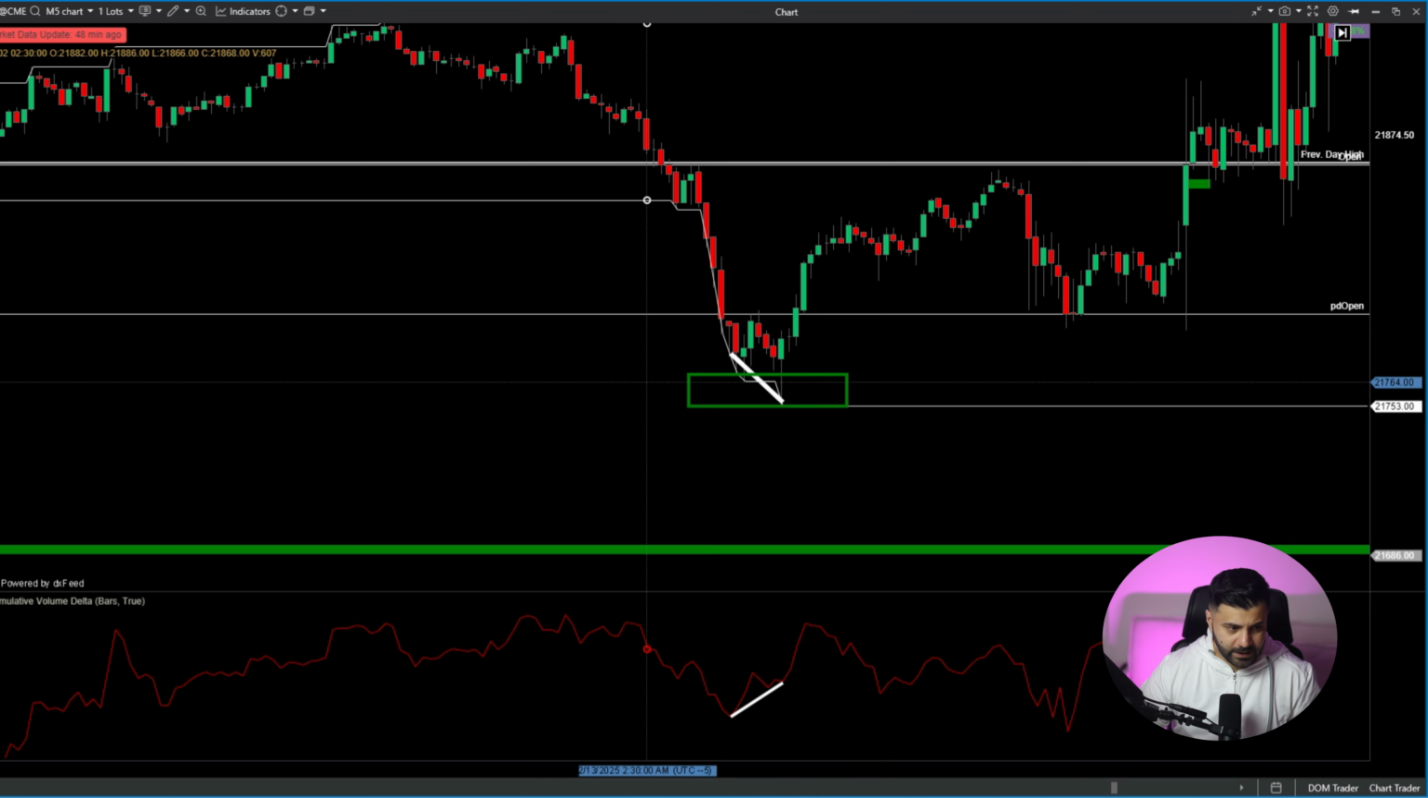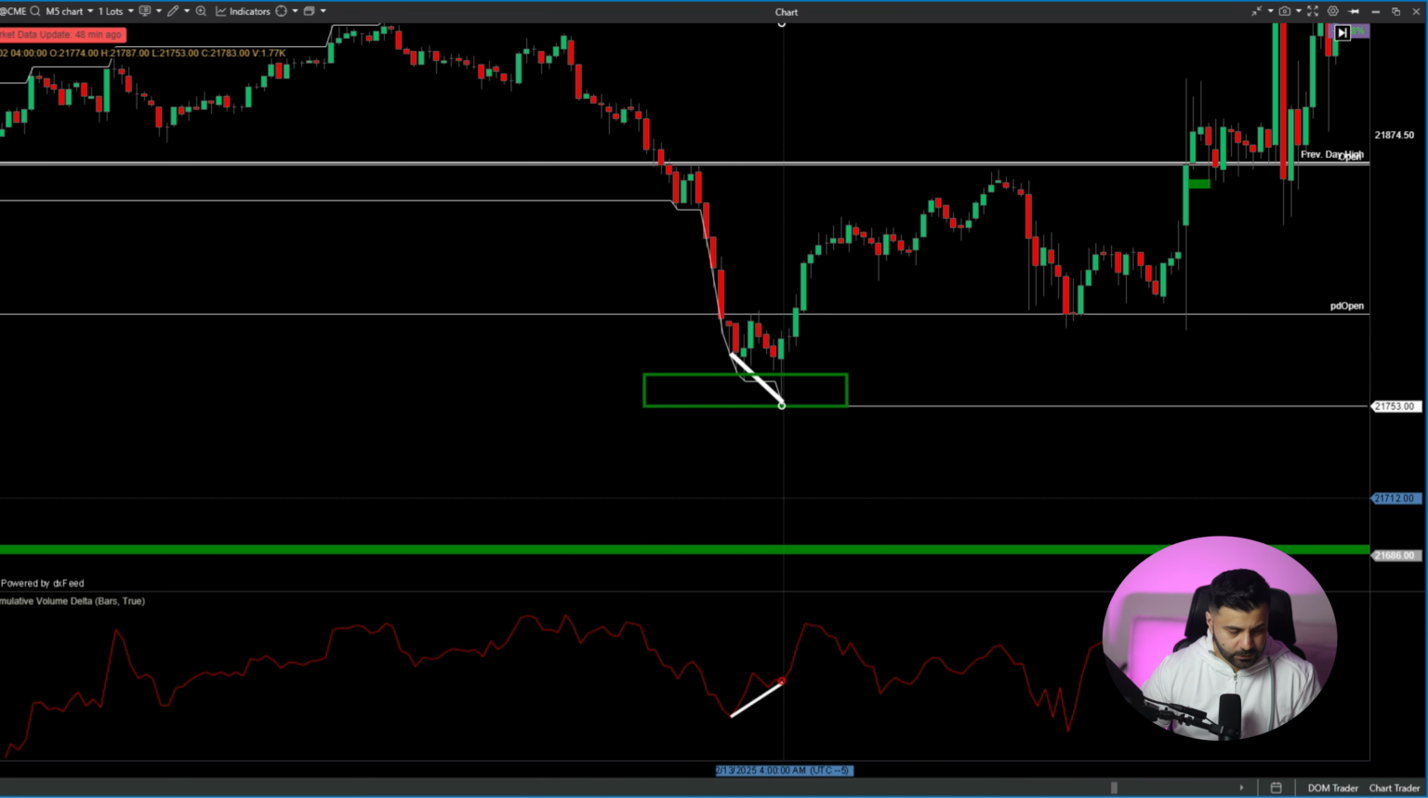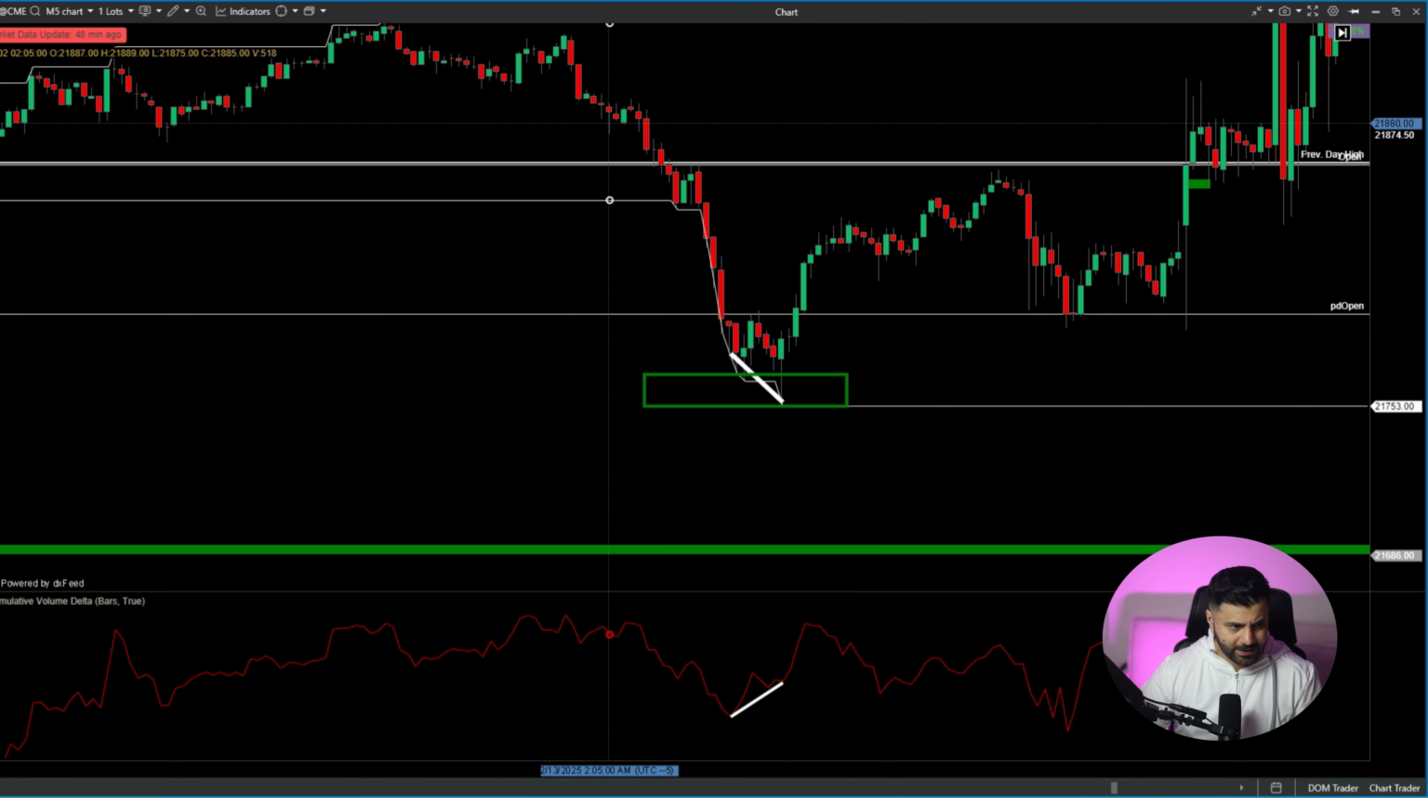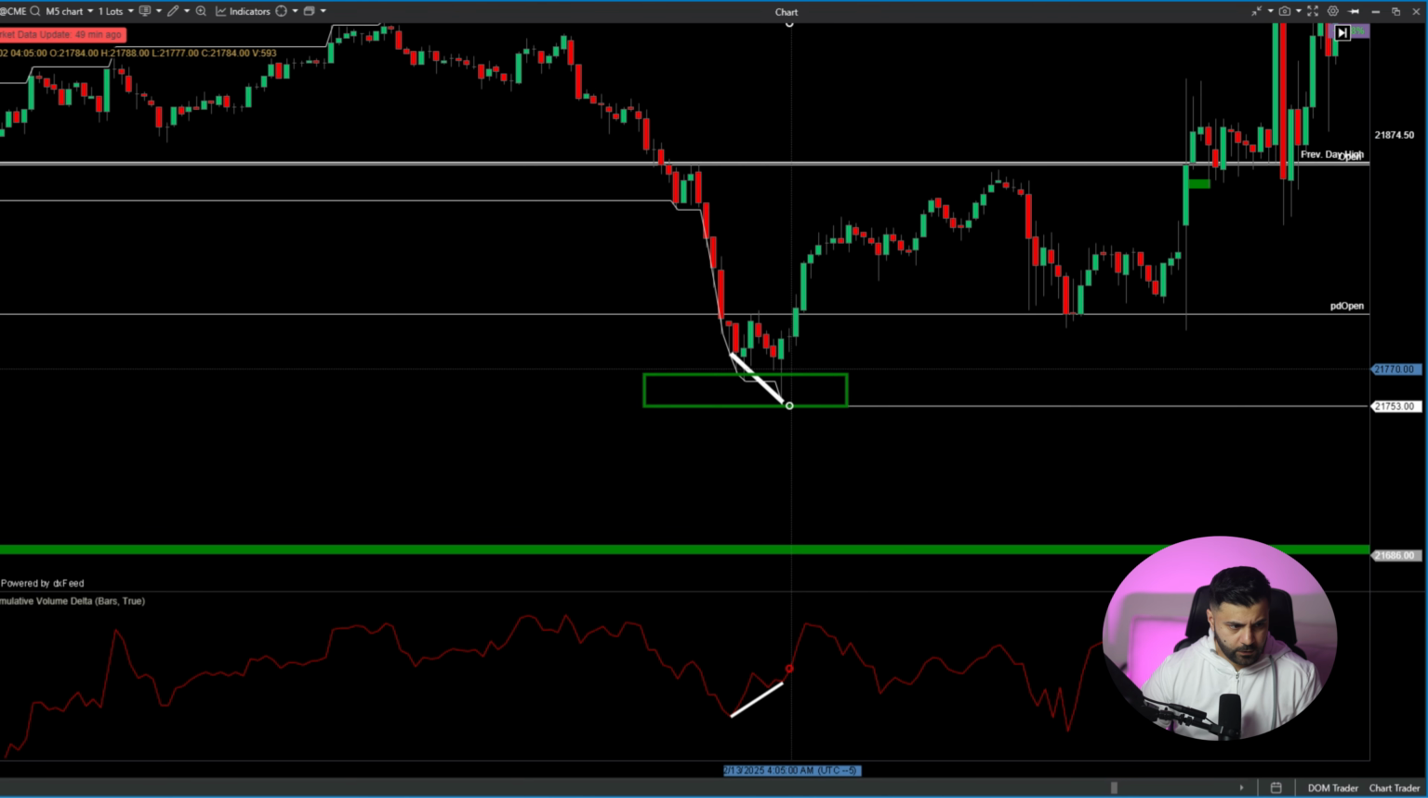So this, for me, in this example, would be a demand zone. This green box is a demand zone. The price is coming into it. We make, as you can see, this white line, a lower low here on the price. We have a massive downtrend, a massive sell-off, and over here I can see price getting exhausted. So what do we see here? We see a lower high on the price and a higher high on the CVD.